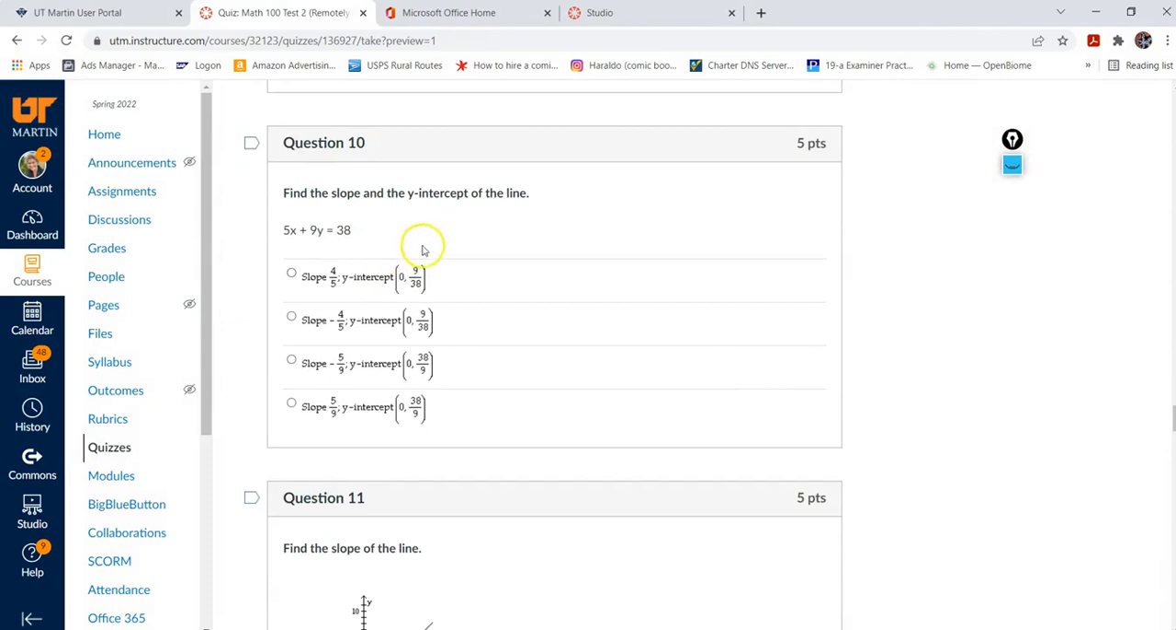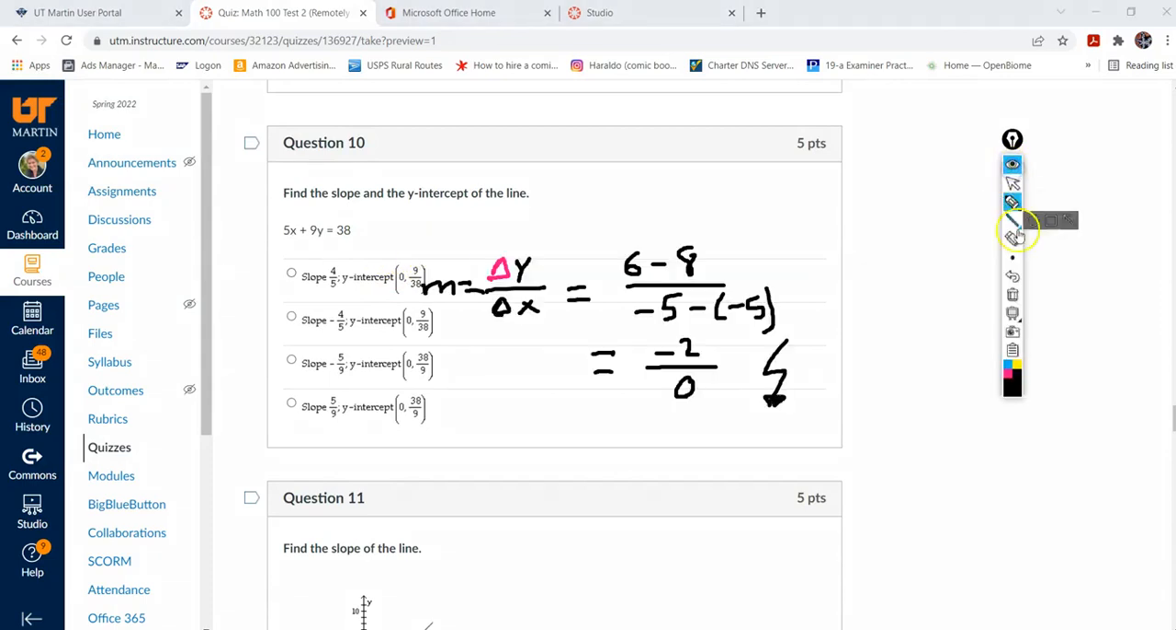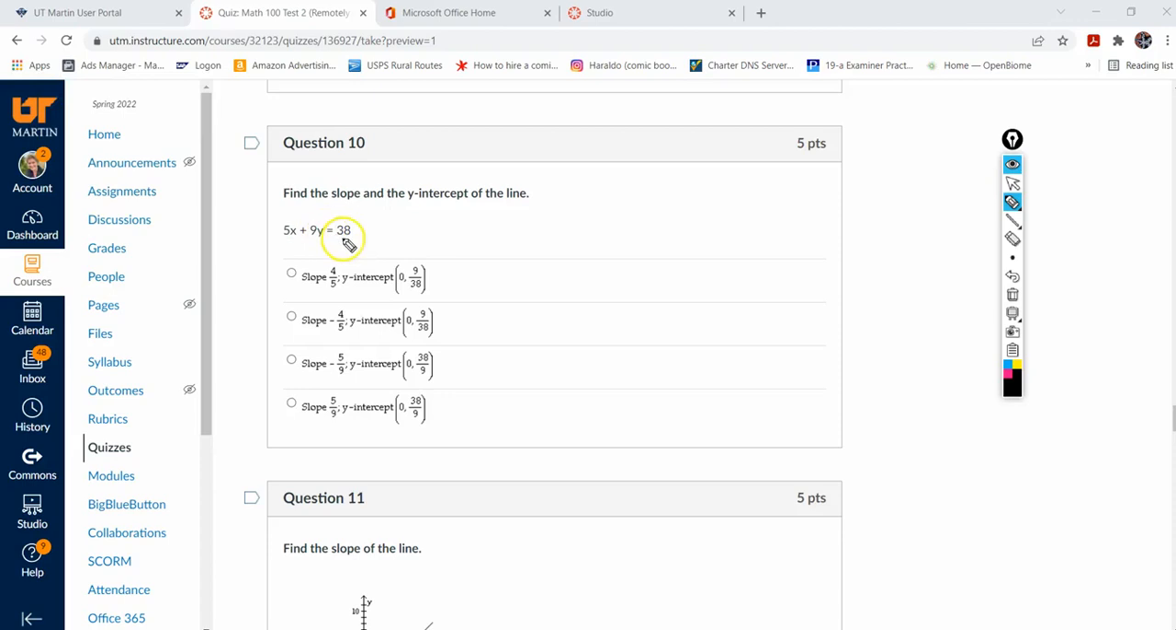Find the slope and the y-intercept of this line. Well, we need to rewrite it. Okay, so I'm going to need to subtract 5x from both sides. So when I do that, I get 9y is equal to negative 5x plus 38, because I want it in the form of y equals mx plus b. That's why I put that term first. Now I need to get y by itself, so the next thing I have to do is to divide everything by 9.